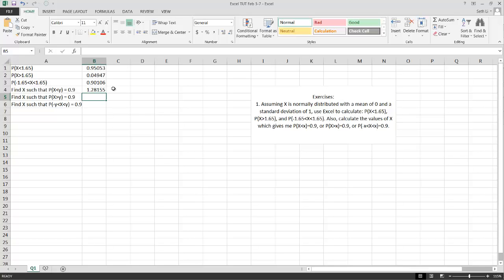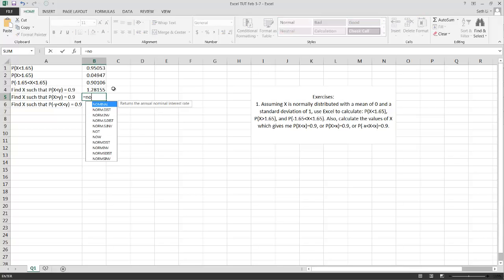Alright, moving on to the next question. Now it wants to know y, given that when x is greater than y, it has a 90% chance of occurring. When we're looking for x greater than y, we're going to actually have to use the inverse of the probability that's given. So in this case, we're going to type norm.inv.